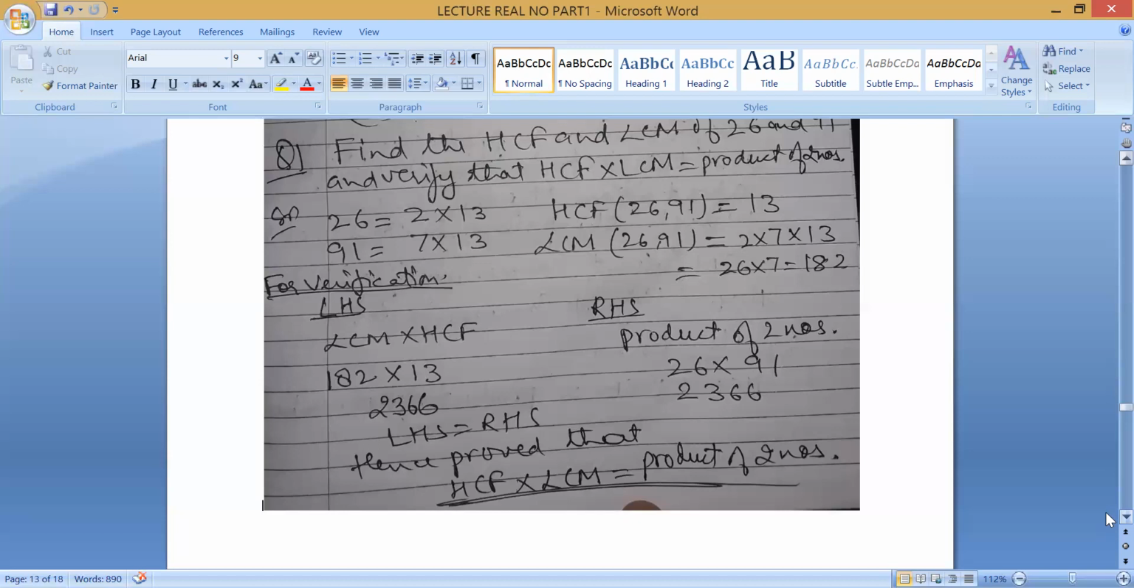Now suppose the question is like this: find the LCM of two prime numbers P and Q. Then you will say P into Q is the LCM of the two prime numbers.